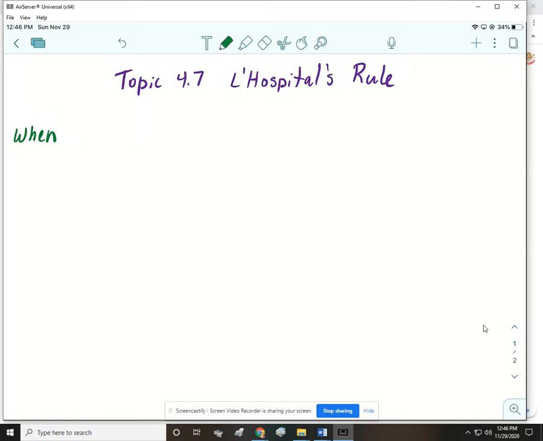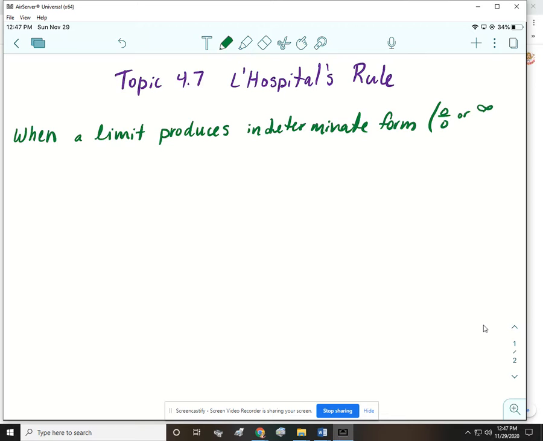So when a limit produces indeterminate form, and if you guys remember, it's been a while, but indeterminate form is when we are going to get 0 over 0 or some kind of infinity over some kind of infinity. You can use L'Hôpital's Rule.